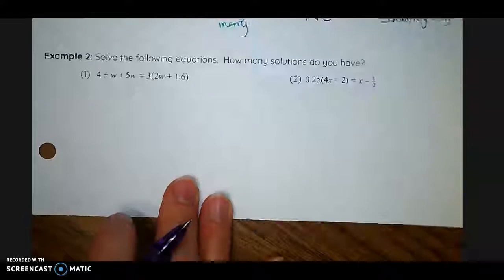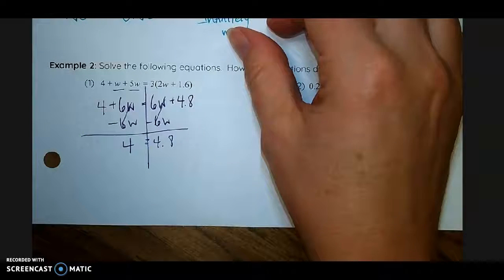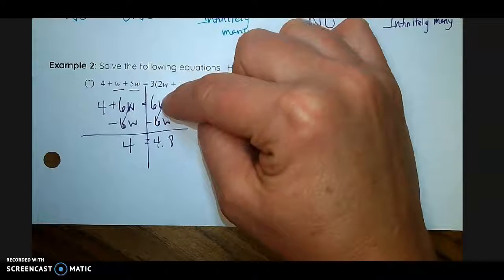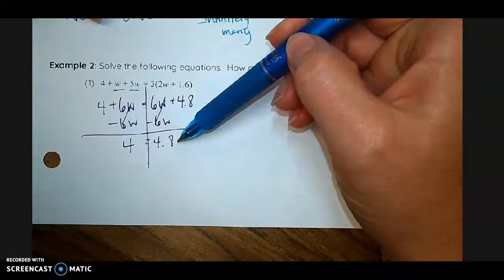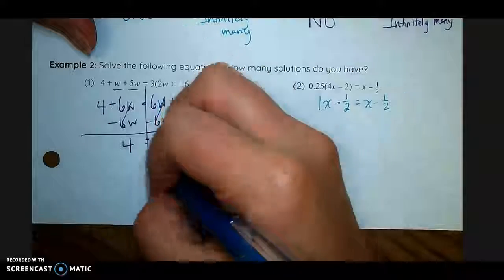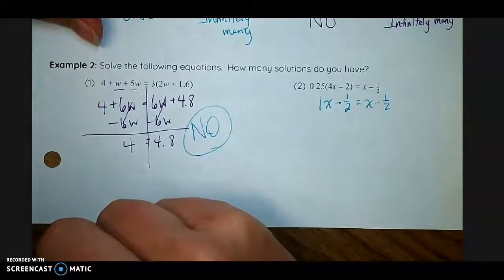Down at the bottom here, we're going to solve these two equations and decide how many answers there are. So I'm going to pause it, I'm going to solve it, turn it back on, see if you get the same thing. All right, with our first one here, you can see that the variables end up canceling out, and I get 4 equals 8/10 rather. That's never going to be true. So there are no solutions to that equation.